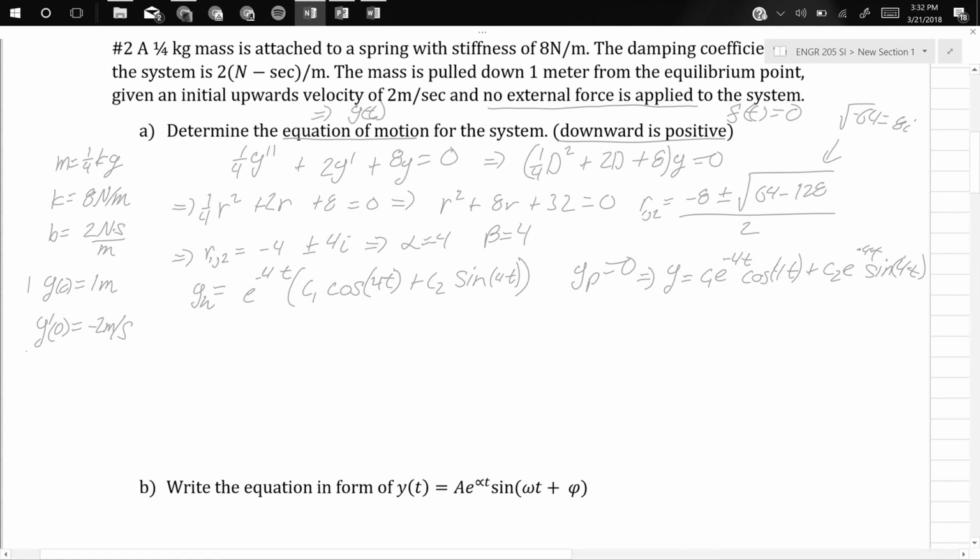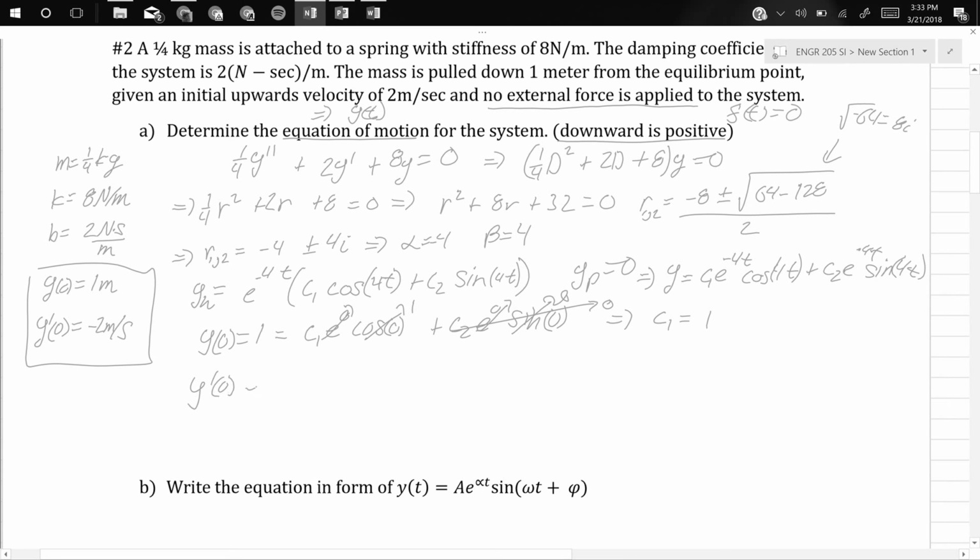We could then use our initial conditions to solve for our c1 and c2. So y of 0 equals 1 meter. I'm going to take out that unit because we don't need units at this point. Alright, so then that will equal c1, and we plug in 0 for each t. E to the 0 goes to 1. Cosine of 0 goes to 1. Plus c2, e to the 0 goes to 1. Sine of 0 goes to 0. So this entire term goes to 0, which implies c1 equals 1.